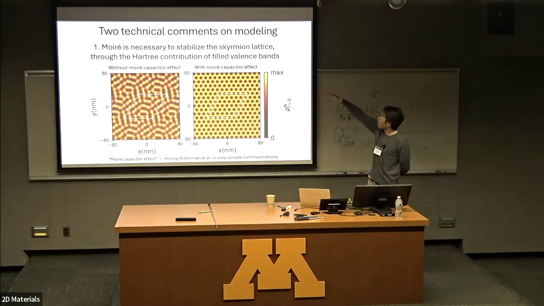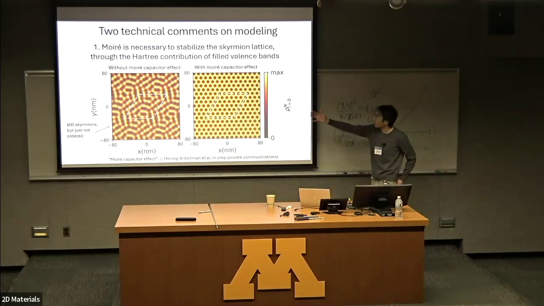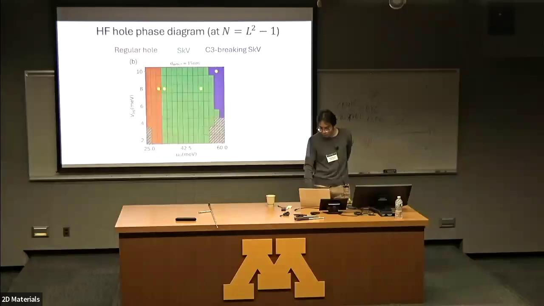But then once we include this Hartree contribution from the valence bands, it pins the Skyrmions very nicely in place, and we get this very nice lattice. Right. So here you still have Skyrmions, they're just not ordered, and that makes sense because the Skyrmions are really driven by the interactions, and the moire is necessary to hold them in place.